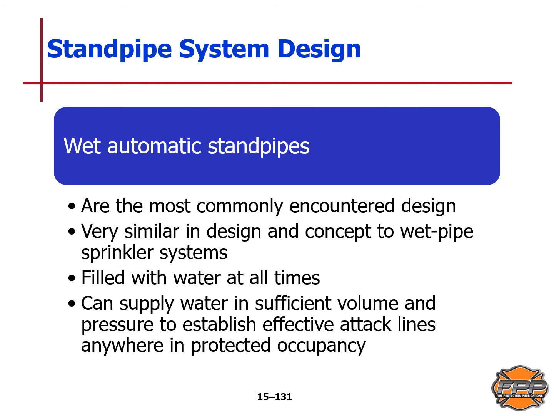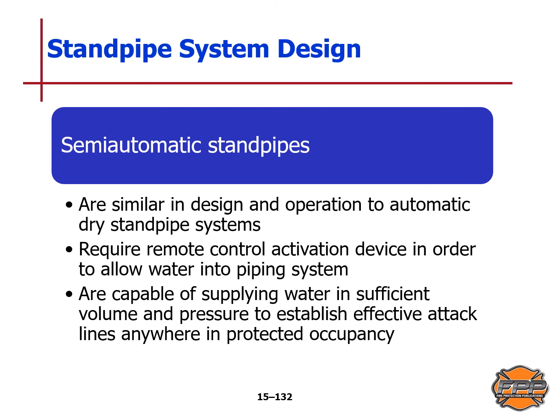Wet automatic standpipes are the most commonly encountered design. They're very similar in design and concept to wet pipe sprinkler systems and are filled with water at all times. They can supply water in sufficient volume and pressure to establish effective attack lines anywhere in the protected occupancy. Semi-automatic standpipes are similar in design and operation to automatic dry standpipe systems. They require remote control activation devices in order to allow water into the piping system, and are capable of supplying water in sufficient volume and pressure to establish effective attack lines anywhere in the protected occupancy.